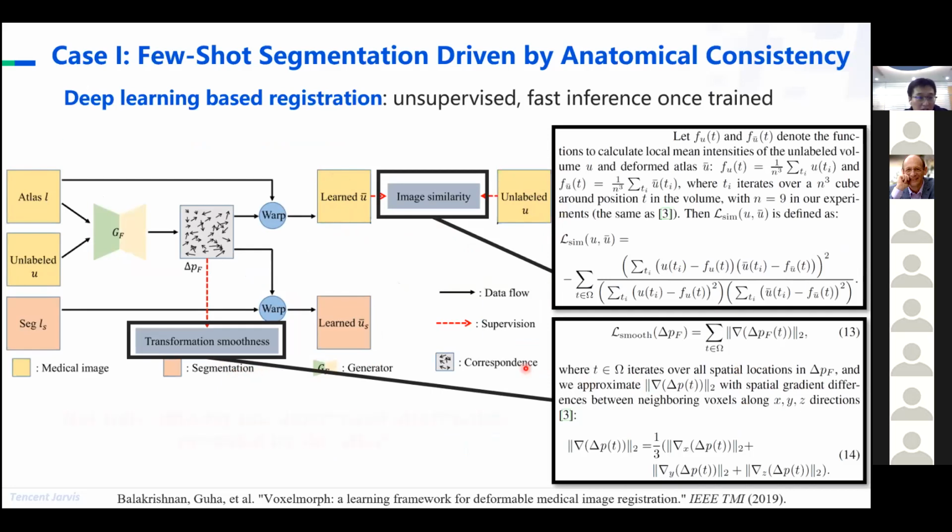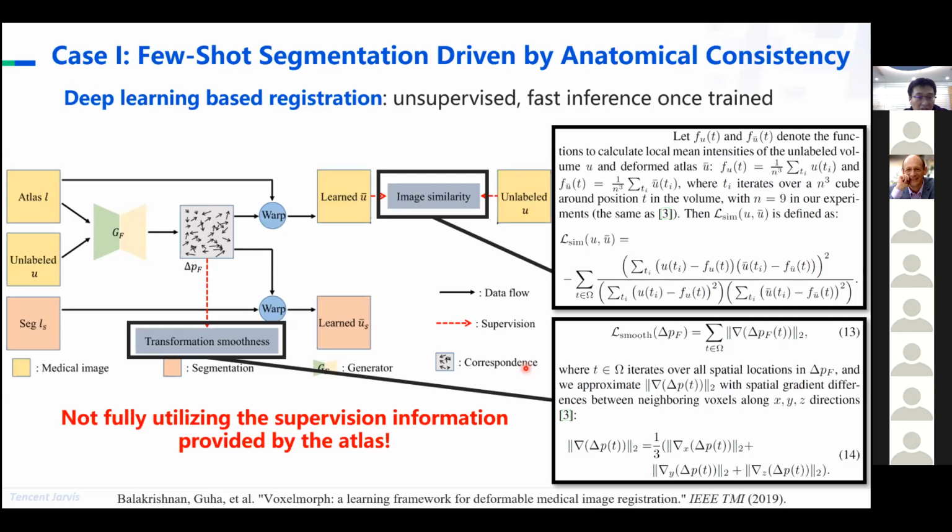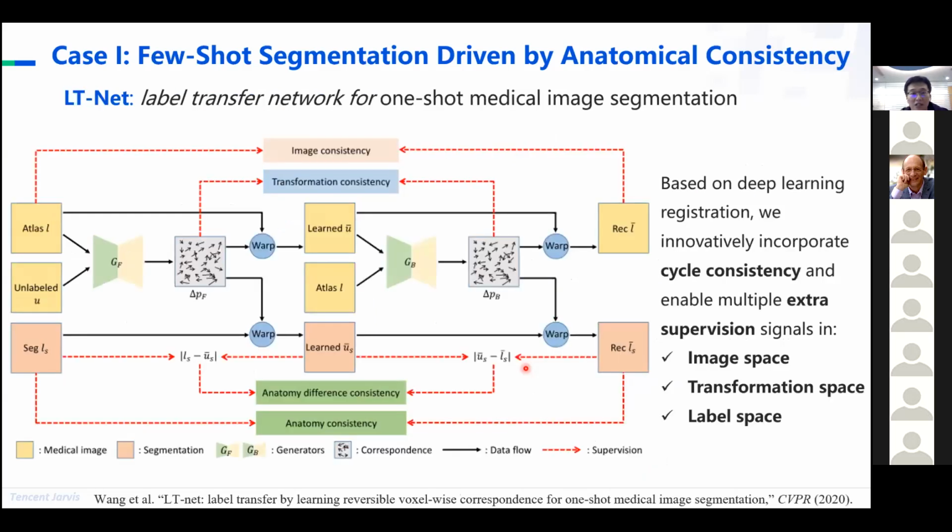However, we think this framework is not fully utilizing the supervision transformation information provided by the atlas, especially for one-shot segmentation. Therefore, based on deep learning registration, we propose the label transfer network, or LTNet for short, for one-shot medical image segmentation. Here we innovatively incorporate cycle consistency and enable multiple extra supervision signals in the image space, transformation space, and the label space. So let's go through them one by one.